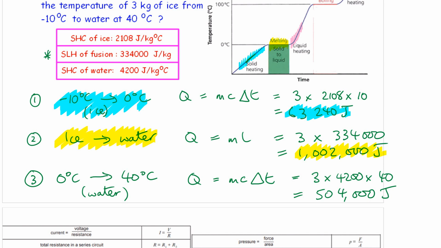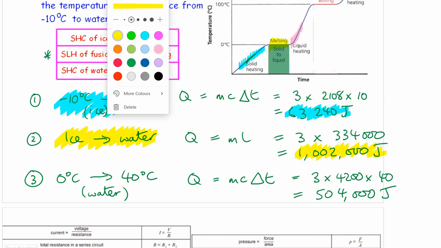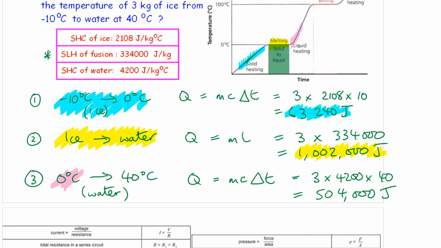That relates to this part of the graph, and when you add those 3 values up, the blue, the yellow and the pink value, the total equals... Don't forget the units, joules.